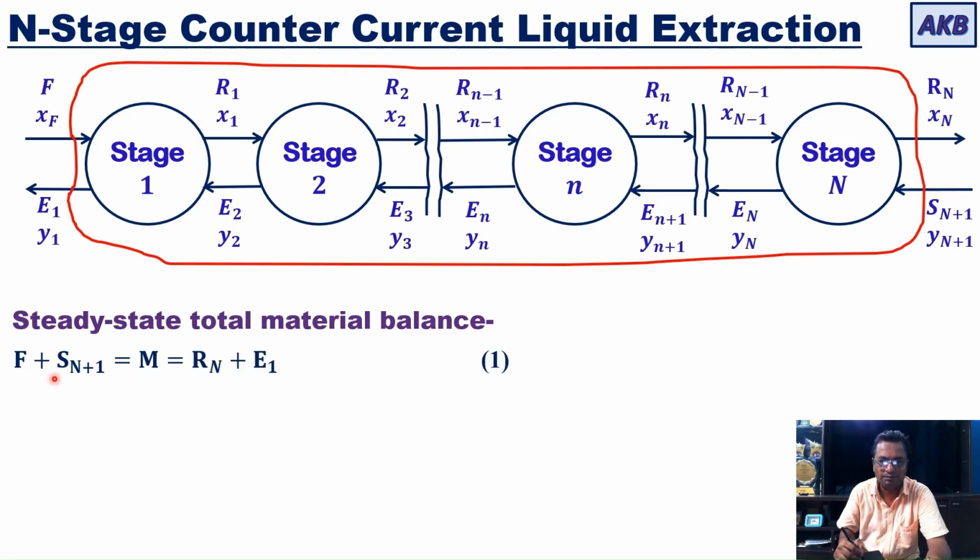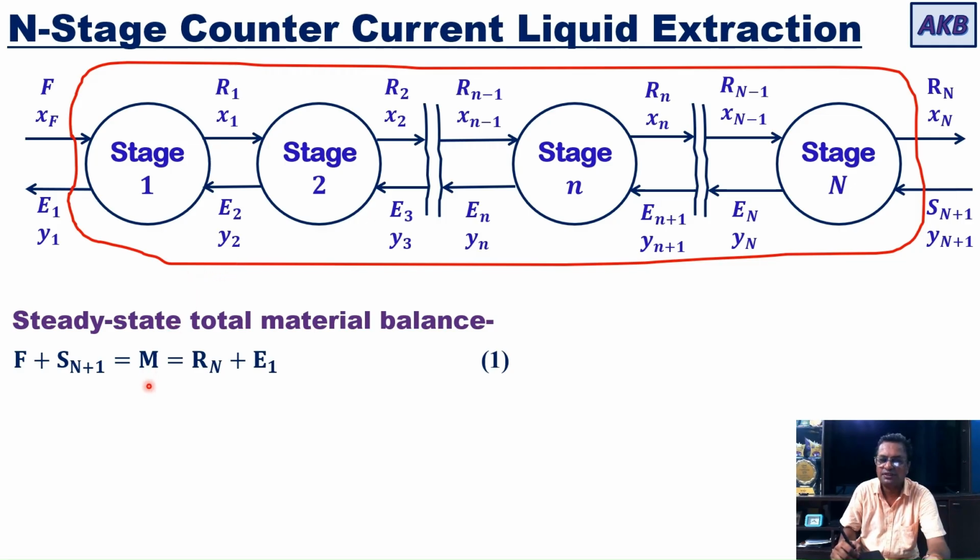So it would be F, input is equal to output, steady state. So it would be F plus Sn plus 1, that is feed flow rate plus solvent flow rate. First, a mixture will be formed in the entire cascade, and then this mixture will be separated. The mixture that is formed in different stages in the cascade, I am denoting it by the mass flow rate of that mixture. I am denoting it by M.